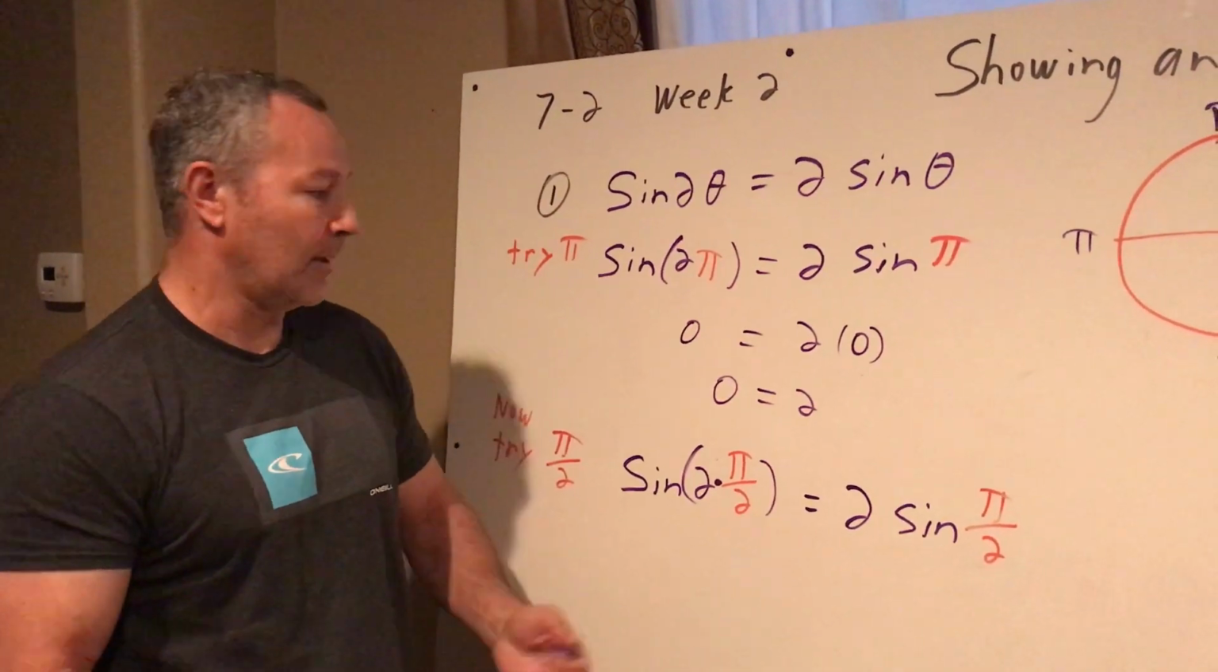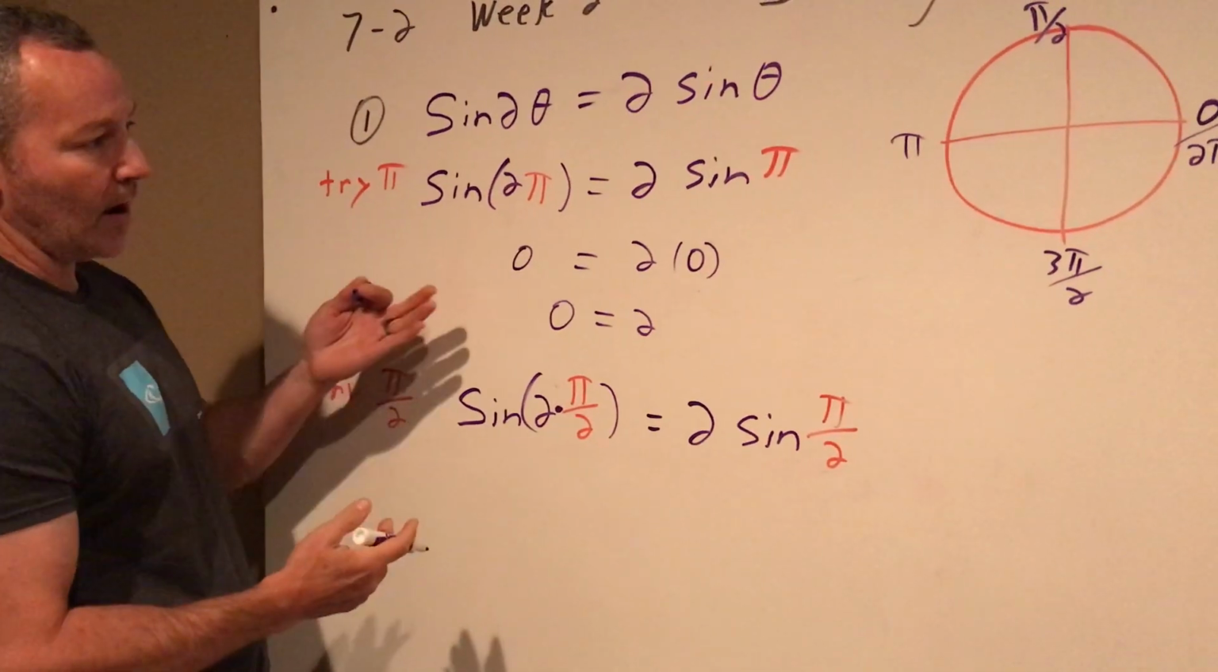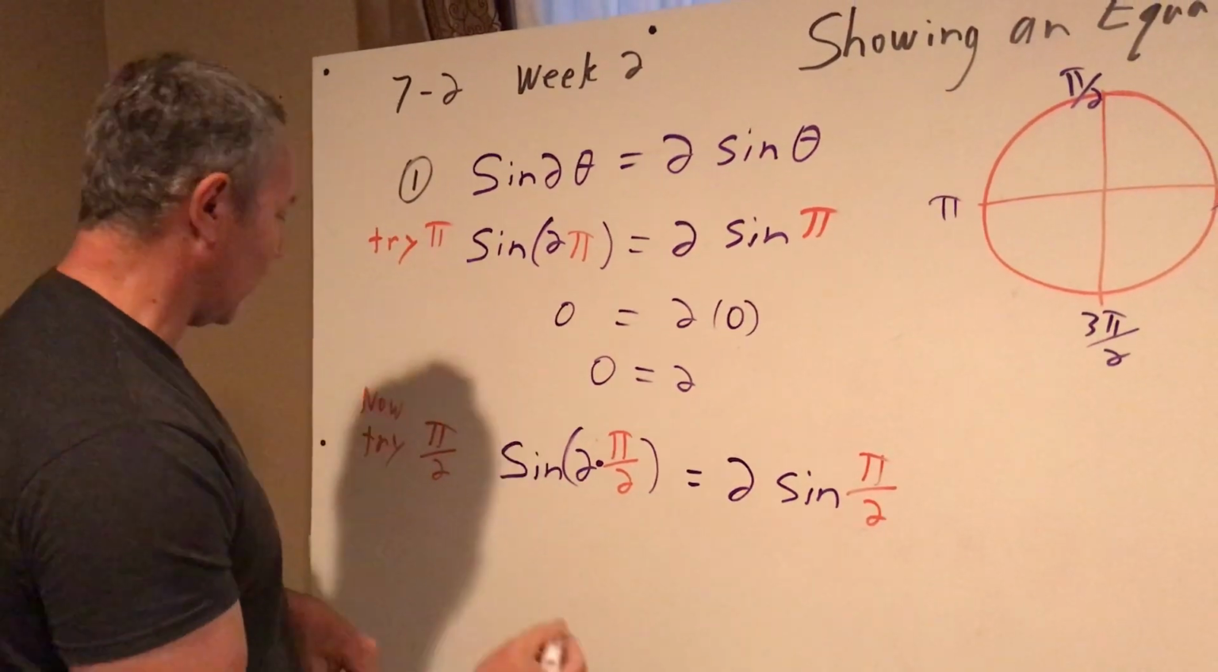So I just have to try another angle. I'm going to try pi over 2 this time. I'm just plugging it in for theta. Okay, so if you pick an angle and it does work, just pick another angle. It's not supposed to work, so you should be able to find one that doesn't work.